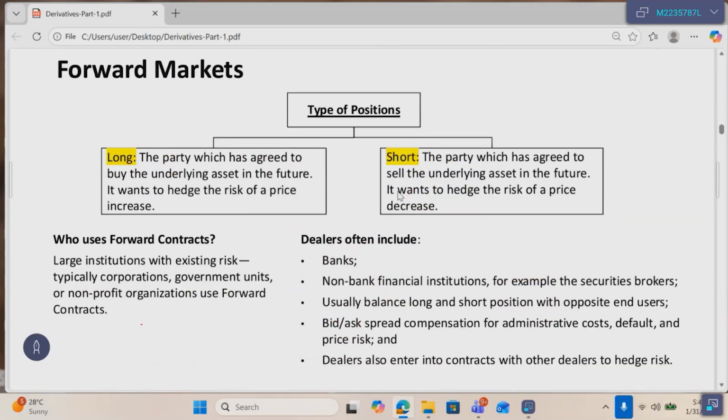Now, like I already told you before, the person who's buying is called long, the person who's selling is called short.